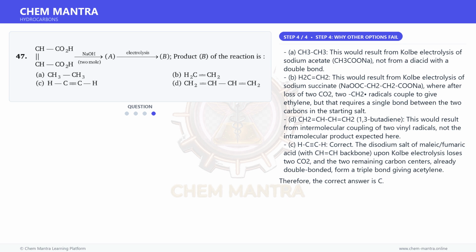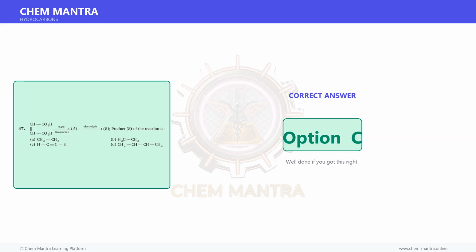D, CH2=CH-CH=CH2, 1,3-butadiene. This would result from intermolecular coupling of 2 vinyl radicals, not the intramolecular product expected here. C, HC≡CH, correct. The disodium salt of maleic/fumaric acid, with CH=CH backbone, upon Kolbe electrolysis loses 2 CO2, and the 2 remaining carbon centers, already double bonded, form a triple bond giving acetylene. Therefore, the correct answer is option C.